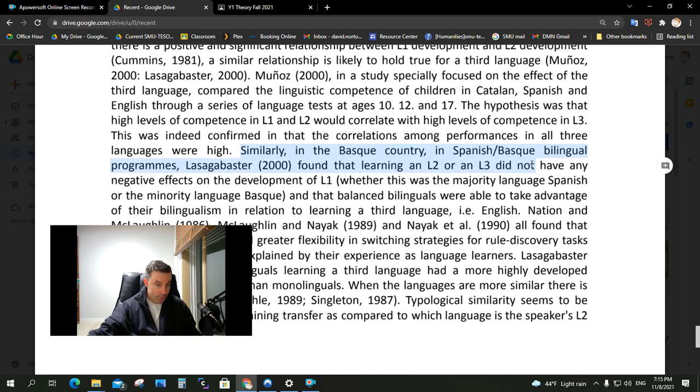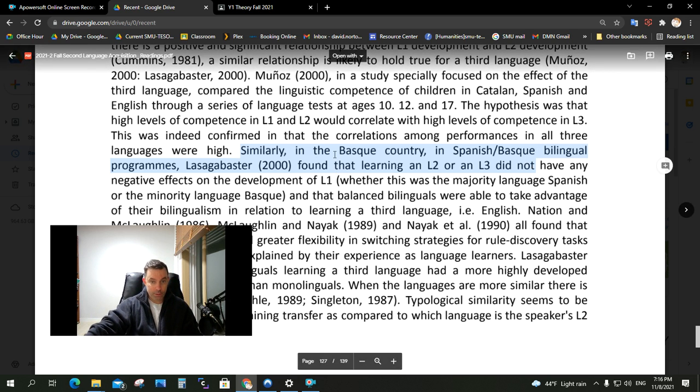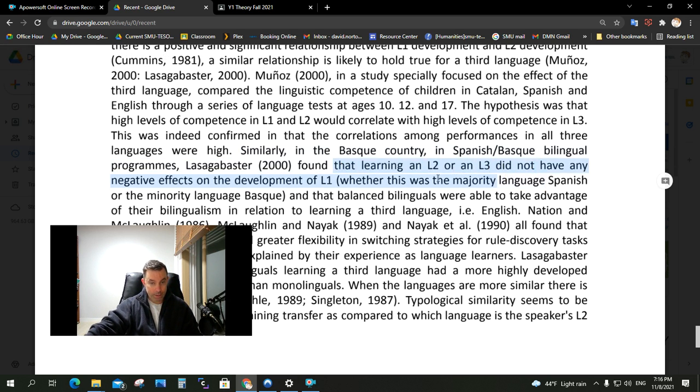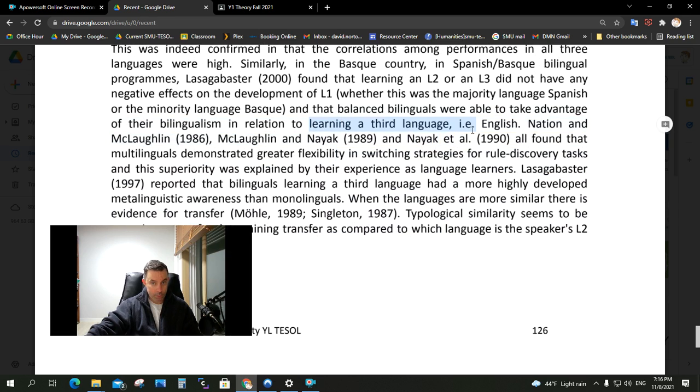Similarly, in the Basque country, which you've probably read about, Basque is a language that is nothing like Spanish, nothing like French, nothing like Portuguese, but the Basque countries where this language is spoken, part of which is in Spain, right? In Spanish Basque bilingual programs, Lasagabaster found that learning an L2 or an L3 did not have any negative effects on the development of L1, whether L1 was Spanish or Basque, and that balanced bilinguals were able to take advantage of their bilingualism in relation to learning a third language, i.e. English.